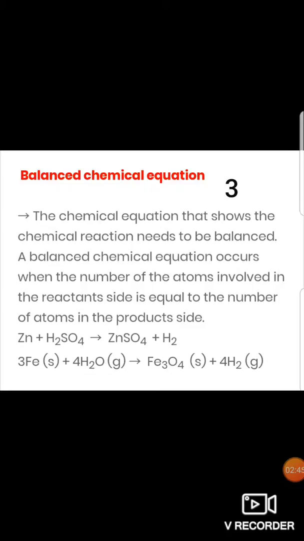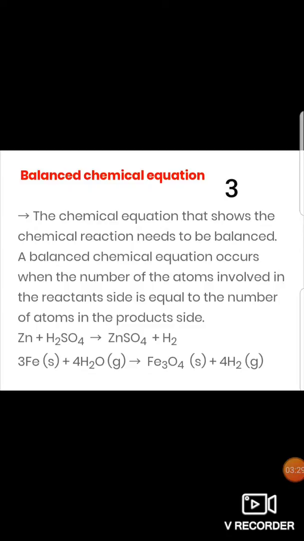For example, zinc plus hydrogen sulfate gives zinc sulfate plus hydrogen. Here zinc is 1, plus hydrogen has 2 atoms and the sulfate has SO4, 4 atoms of oxygen. So on the right hand side, the product zinc is 1, SO4, you can see there are 4 atoms, and hydrogen has 2 atoms as on the left side.